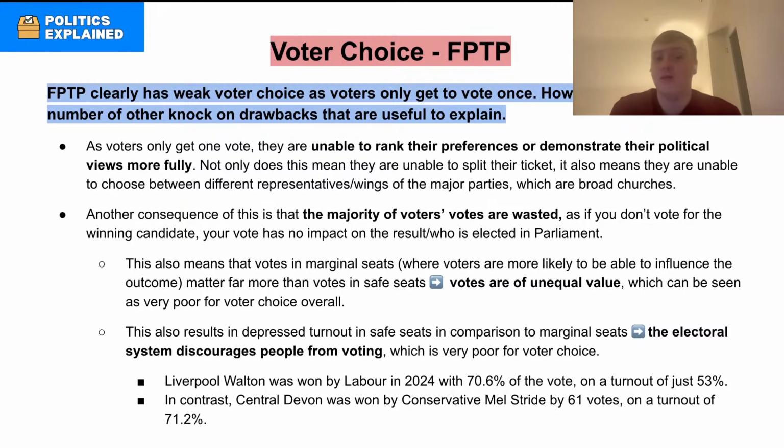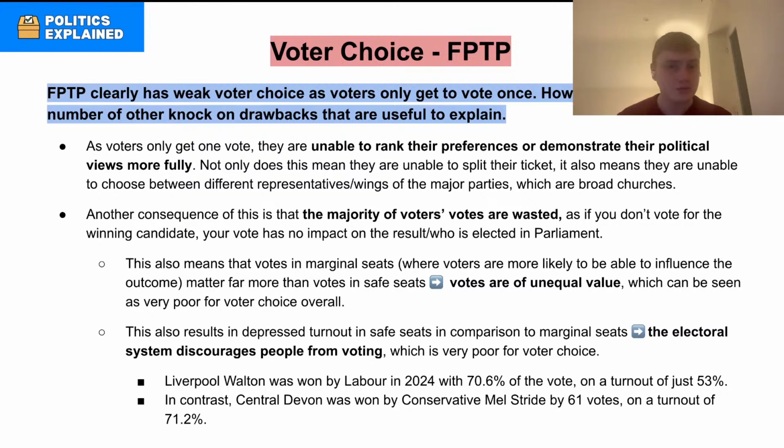So it's kind of obvious. Voters only get one vote. They're unable to rank their preferences like STV or demonstrate their views more fully by voting for two parties to split their ticket between two different parties like AMS. And it also means they're unable to choose between different representatives or wings of the major parties. So very limited choice overall due to the fact that it's a kind of simple plurality system and you only get one vote.